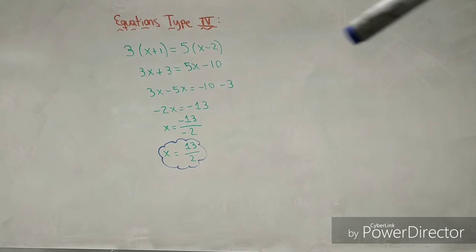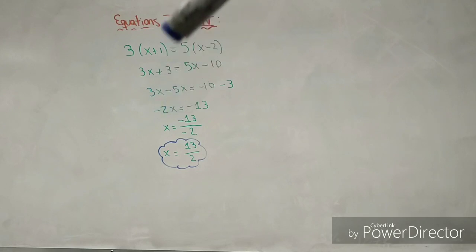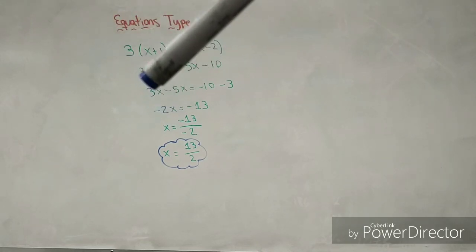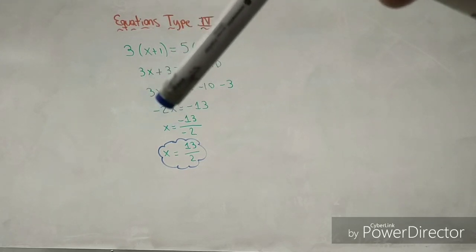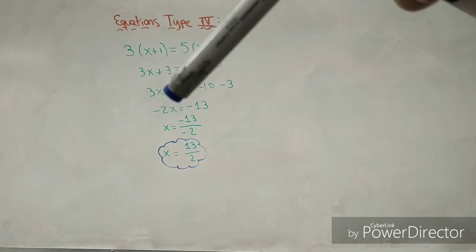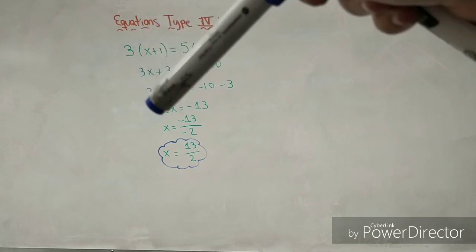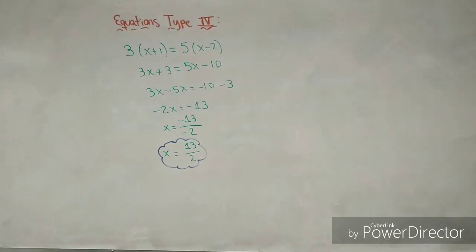The next step, take a look at this. This minus 2 is multiplying the x, and we need to leave the x alone. We need to get rid of everything that is with the x. So in this case, the minus and the 2. Since this is a multiplication, because minus 2 is multiplying the x, we need to bring it to the right side. But we're not going to do it like before, because it's multiplying in this case.